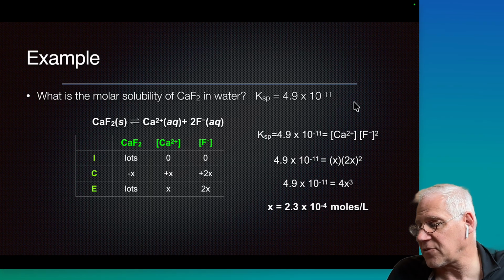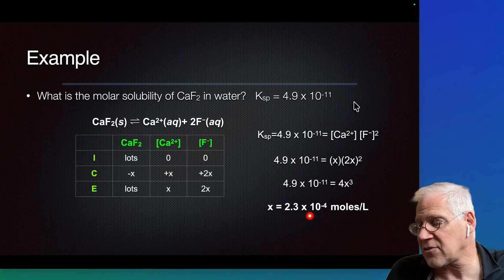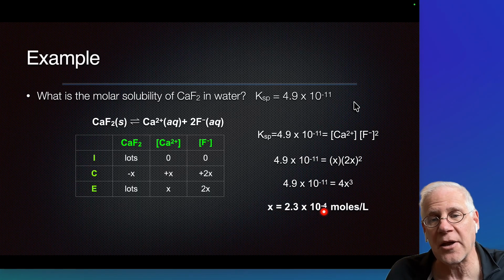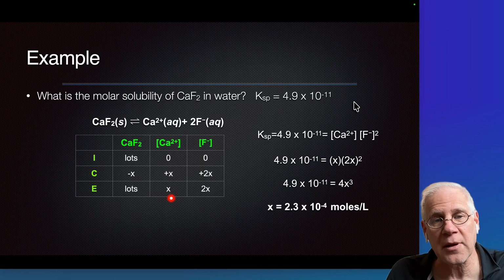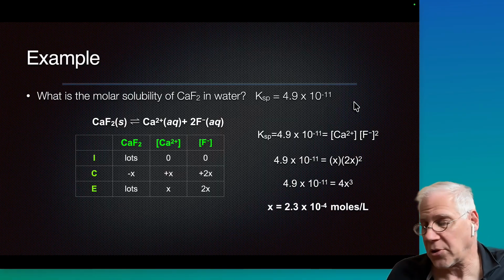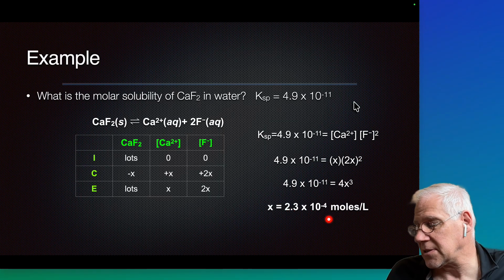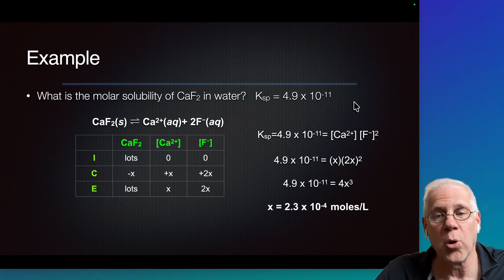Now we can solve for this. We divide by 4, we take the cube root, and we get an X value of 2.3 times 10 to the minus 4 moles per liter. This is our value of X, so that will be the concentration of calcium in the solution. 2 times this value would be the concentration of the fluoride ion in that solution, and it is all equal to the molar solubility. So X is the molar solubility here, 2.3 times 10 to the minus 4 moles per liter.